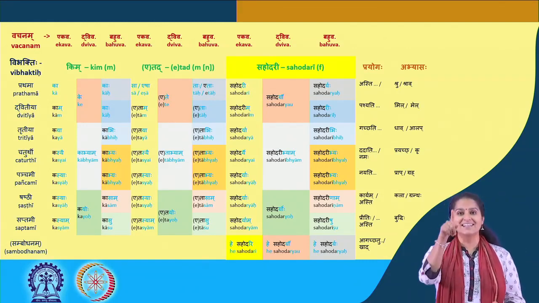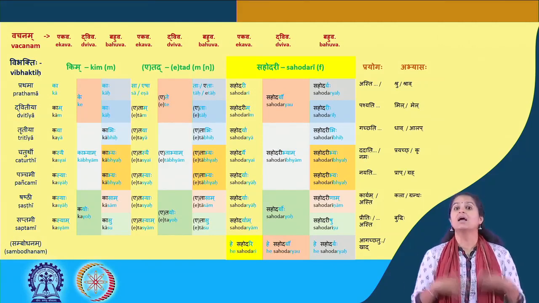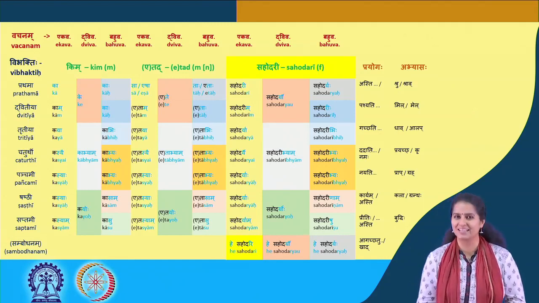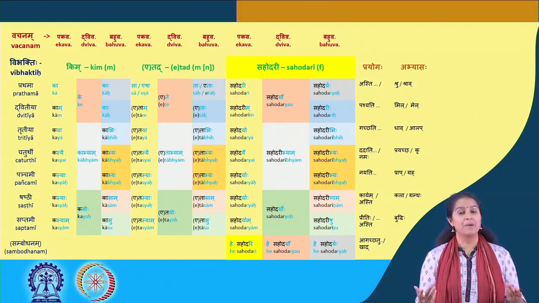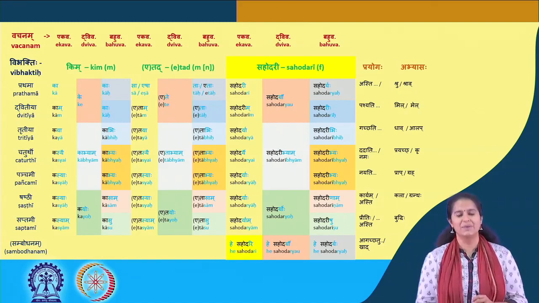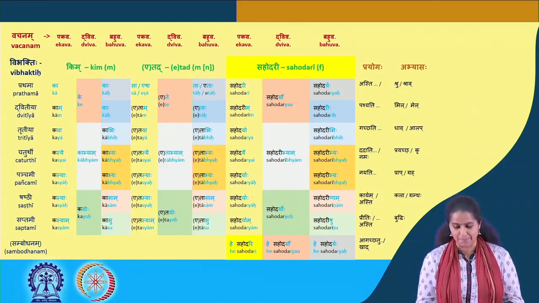Kasyai dadati, tasyai sahodaryai dadati. In the dual, kabhyam dadati, tabhyam sahodaribhyam dadati. Plural, kabhyah dadati, tabhyah sahodaribhyah dadati. Uttamam. And let's do some practice around that.